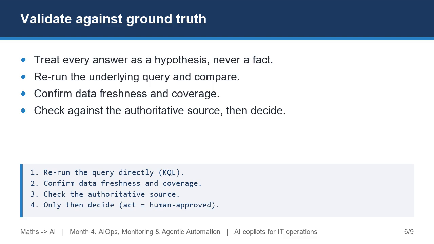Here is the non-negotiable guardrail. Treat every copilot answer as a hypothesis, never a verified fact. Before you act, do four things. Rerun the underlying query directly in KQL and compare. Confirm the data is fresh and complete. Check the claim against the authoritative source, the actual policy or the actual device state. And only then decide, knowing the act stage still requires human approval. Confidence is not correctness. A copilot that's right 95% of the time is dangerous precisely because the wrong 5% sounds identical.